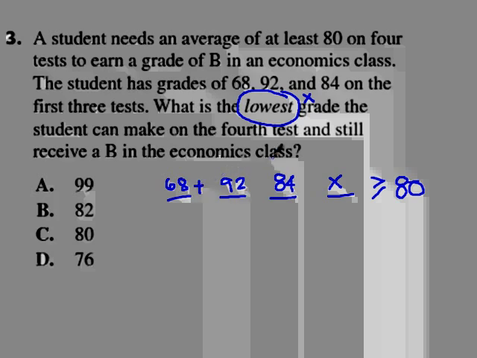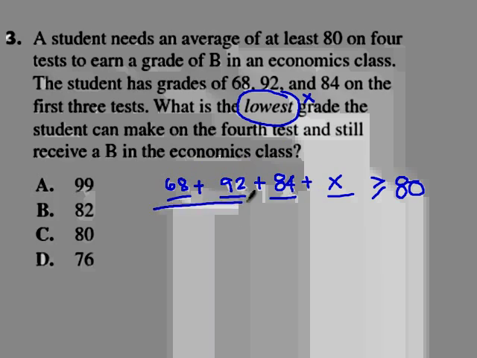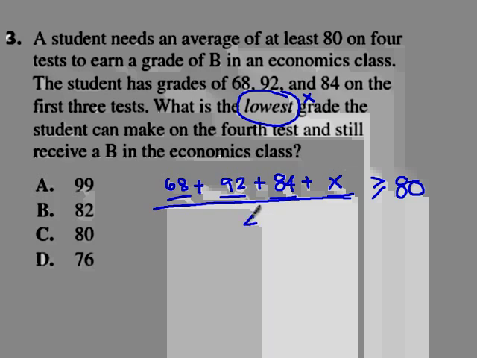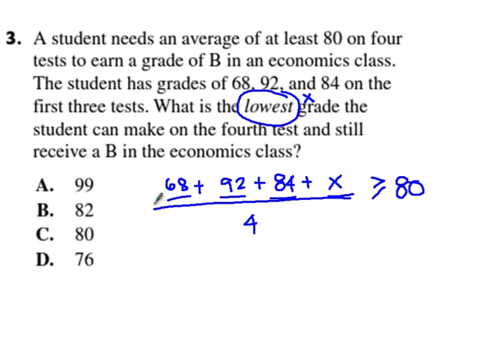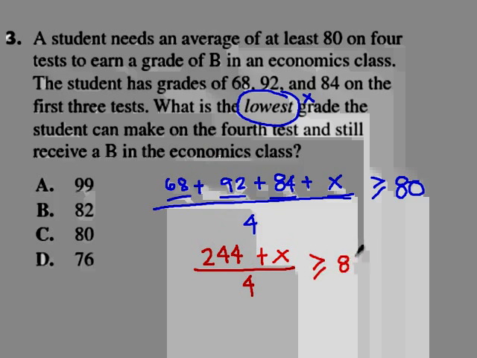But we want to get the average. So we are going to add all these numbers divided by how many numbers there are. So 1, 2, 3, 4, divided by 4. Then it's just a matter of solving this inequality. So 68 plus 92 plus 84 gives us 244, plus X, divided by 4 is greater than or equal to 80.